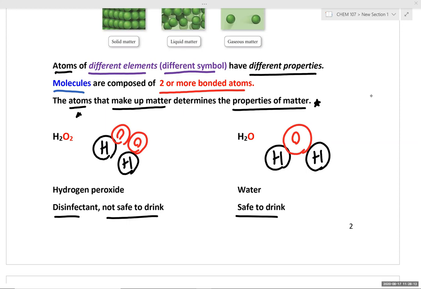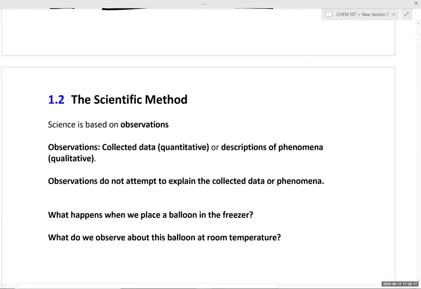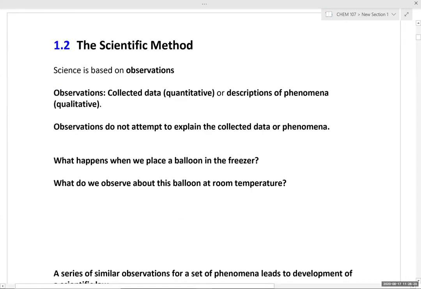Okay, perfect. So let's now move on and discuss the scientific method. How do we go about investigating the world around us? How do we go about making sense of the world around us? So the scientific method fundamentally is based on observations. And as human beings, we're constantly taking observations of the world around us.